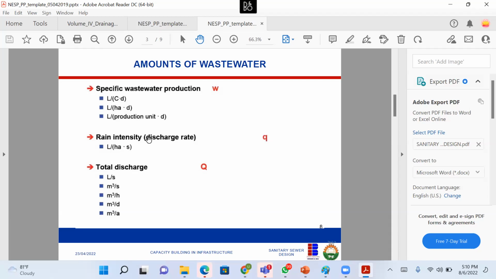Then you have the rainfall intensity or discharge rate, known as Q. The total discharge will be converted into any of these units, either liter per second, meter cube per second, meter cube per hour, meter cube per day, or meter cube per run. Any of those parameters will serve.